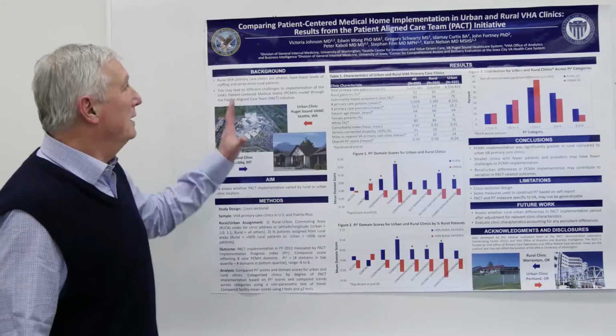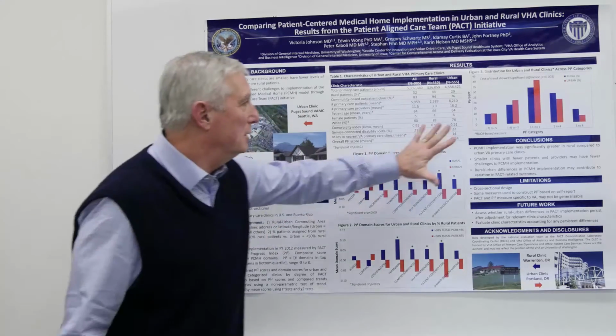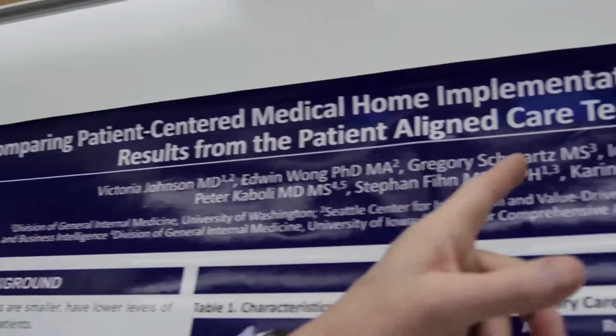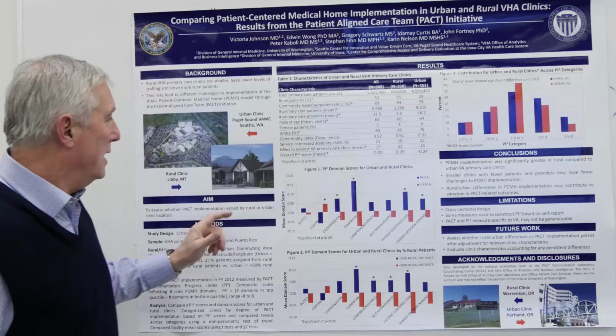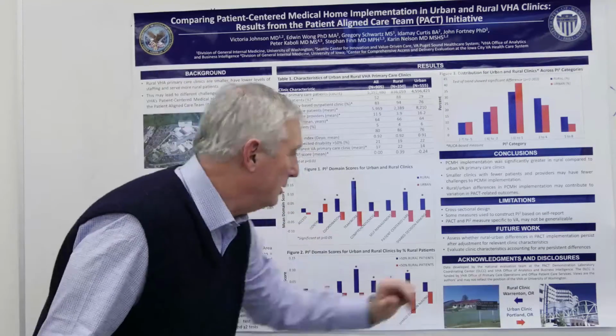Now, as we said, it's good to have graphics, including photos, graphs. A table's okay. As you can see in this case, it's comparing urban and rural clinics. It's easy to discern from the pictures that we're dealing with urban and rural.